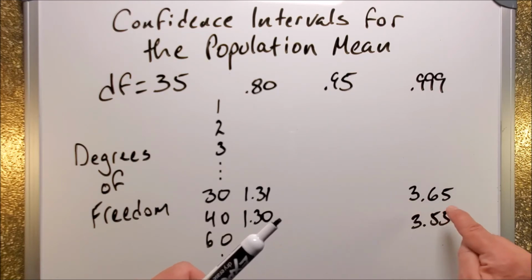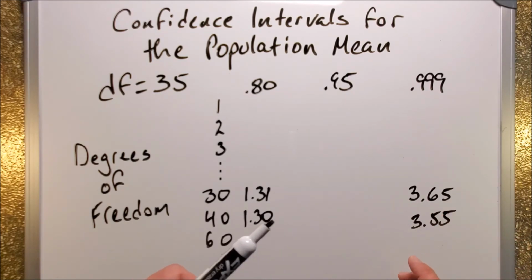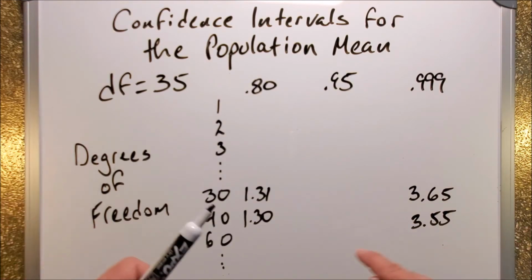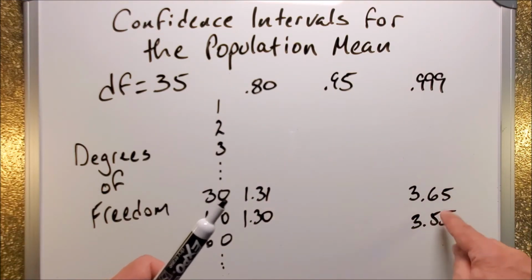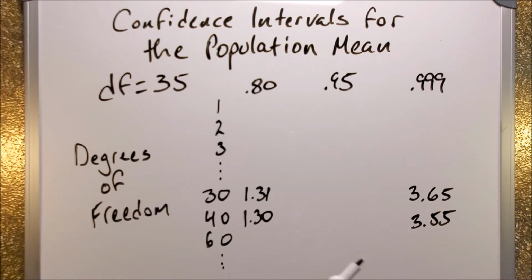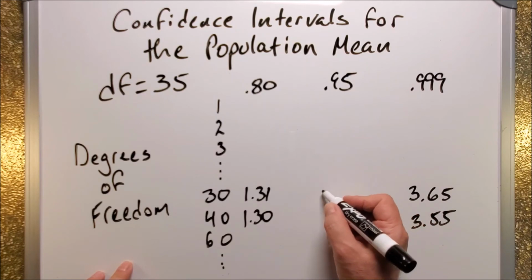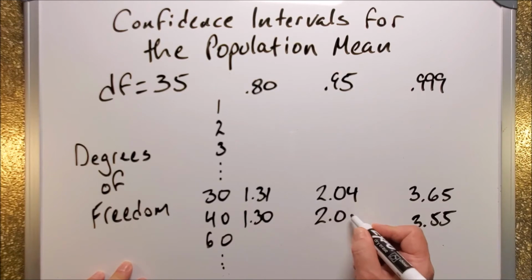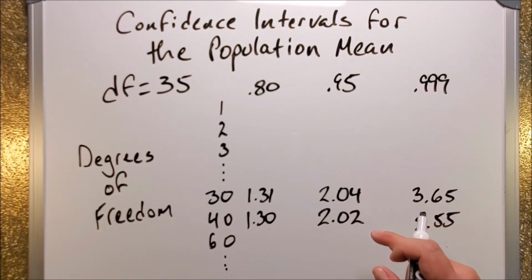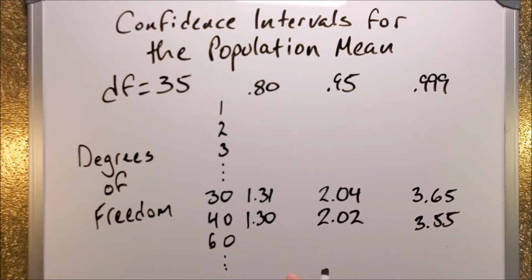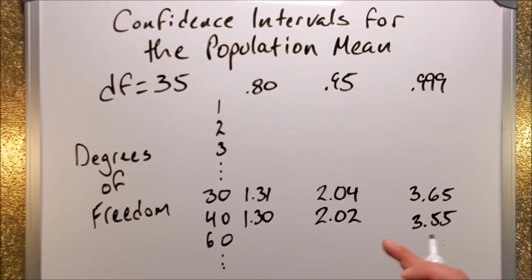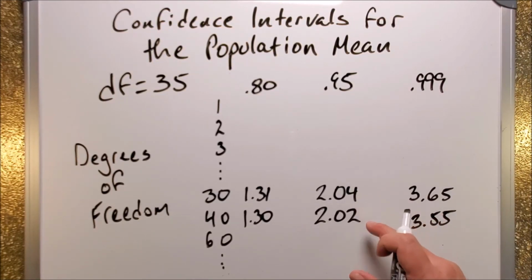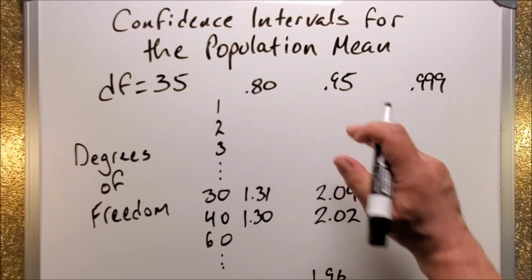It goes from 3.65 down to 3.55, which is some change. Over here it's changing by a hundredth, here it's changing by a tenth, but it's still not that much. Underneath 0.95 confidence, we have 2.04 and 2.02. Again, really close together. By the way, it's probably a good idea for you to notice that these are really close to the z value of 1.96 for 95% confidence.